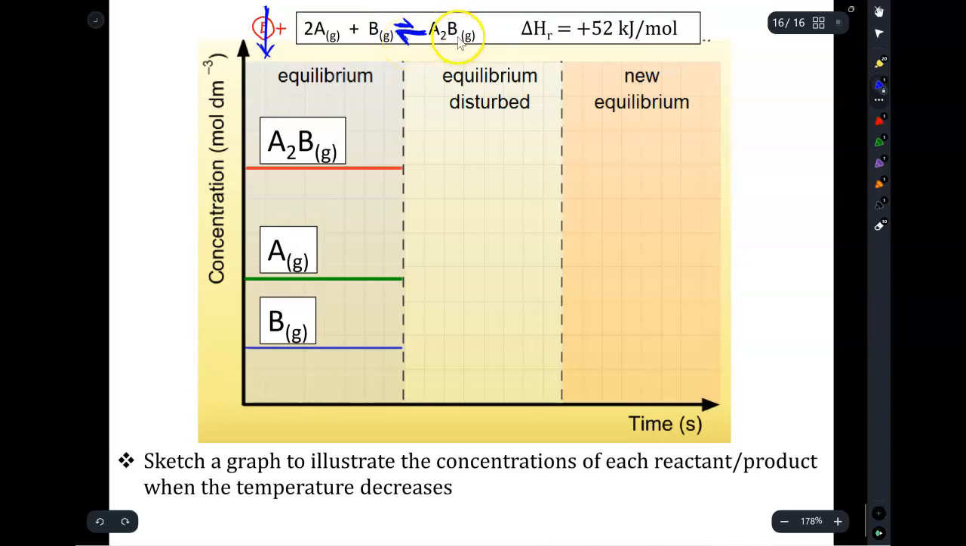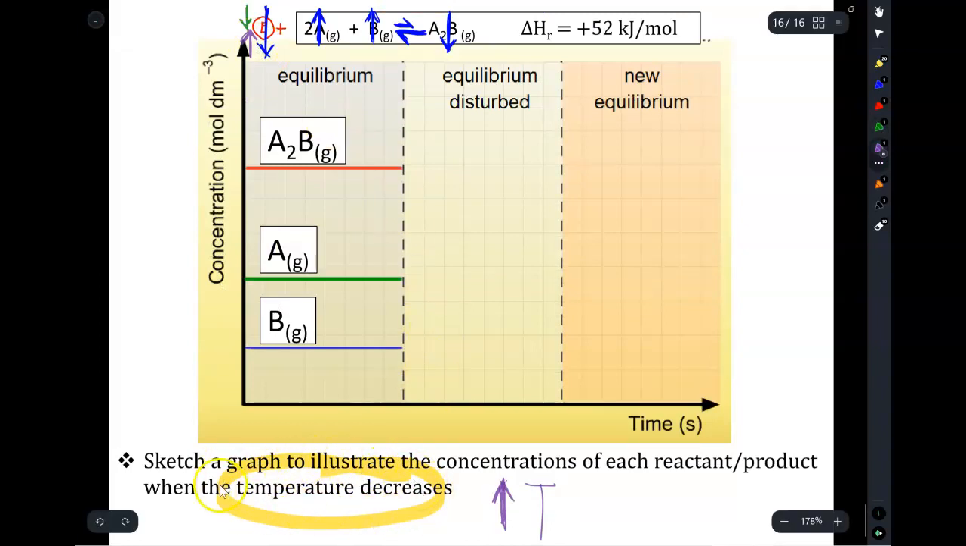As such, the equilibrium is going to shift to the left, decreasing the concentration of A2B as we move in this direction, while increasing the concentration of A and increasing the concentration of B. At the same time, chemical potential energy is being released as thermal energy, thus raising the temperature back up. So now the net temperature change is not as bad as it could have been, which is what we want. We have decreased the temperature in accordance with Le Chatelier's principle.